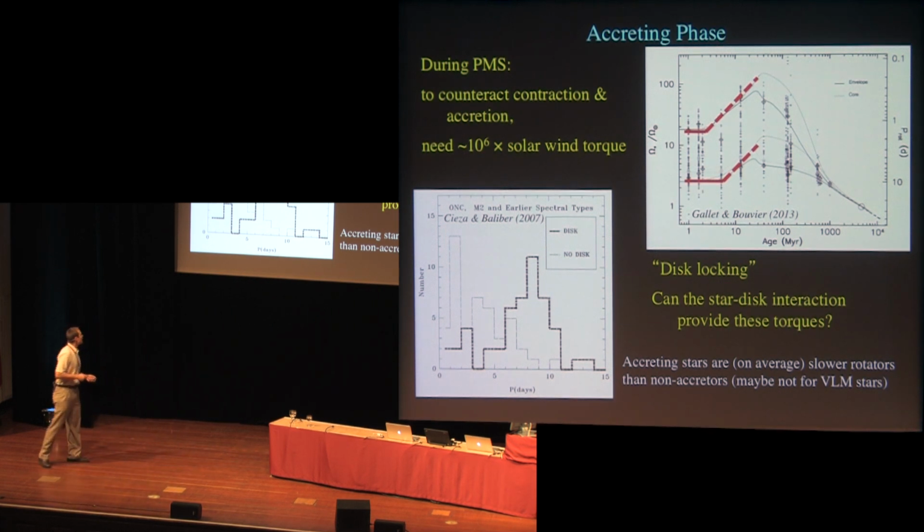But now I think we have a good handful of observations that more convincingly show that, at least on average, in a statistical sense, and there's overlap in these populations, and this is one of the best examples, accreting stars are on average slower rotators than non-accretors. This might not extend down to the very low mass regime. It's still unclear, but it does seem that the presence of a disk or accretion does have an influence on the rotational history.